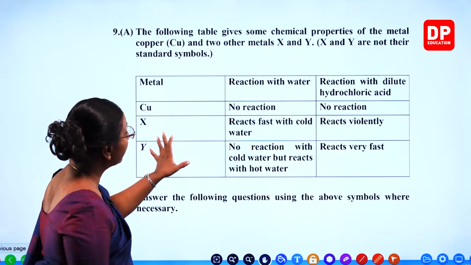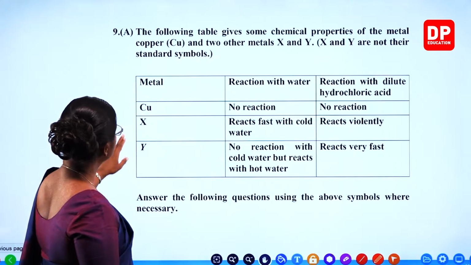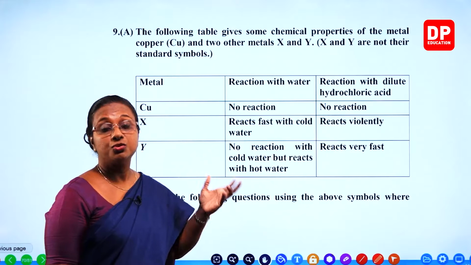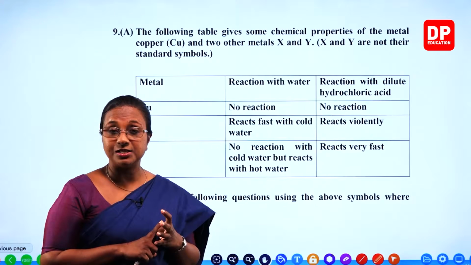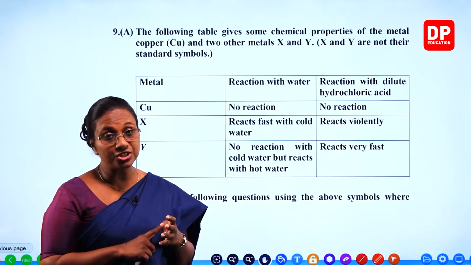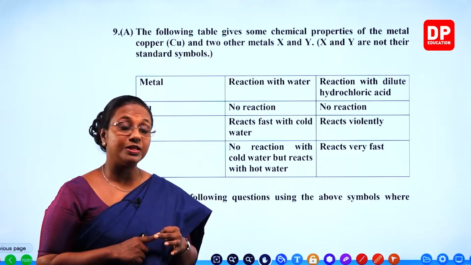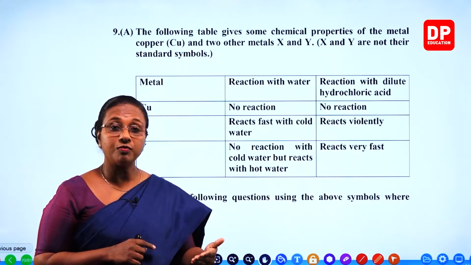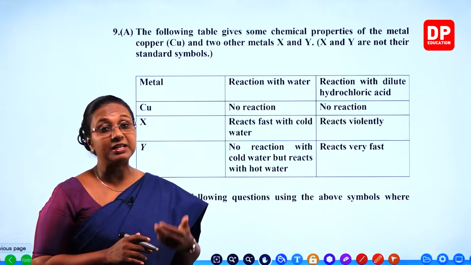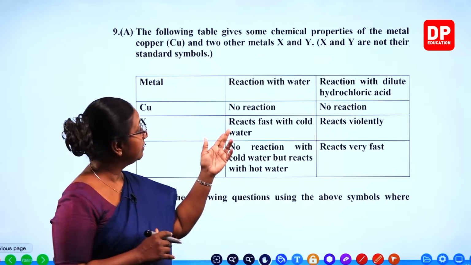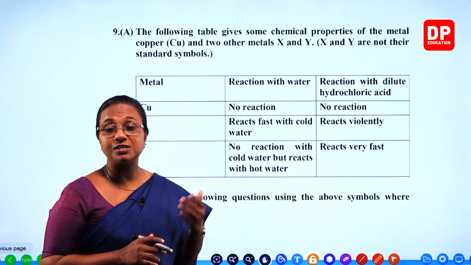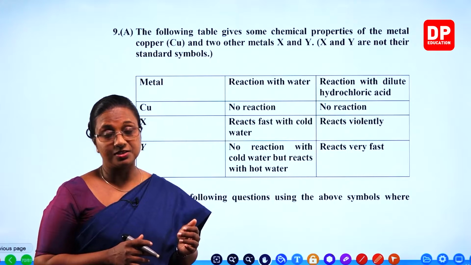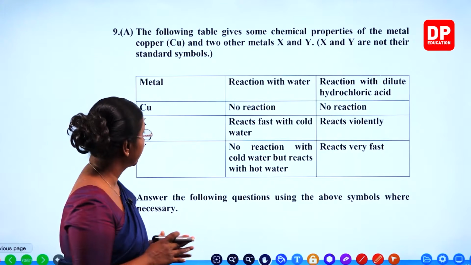So then, if you look at the table, the metals given are copper, X, Y, then reaction with water. We have discussed the reaction of metals with air, in the sense of oxygen, then reaction of metals with water, at different temperatures: cold water, hot water, steam. For different metals, it is in different ways. Then we have discussed the reaction of metals with acids and also the displacement reactions of metals. So you are familiar with all those.